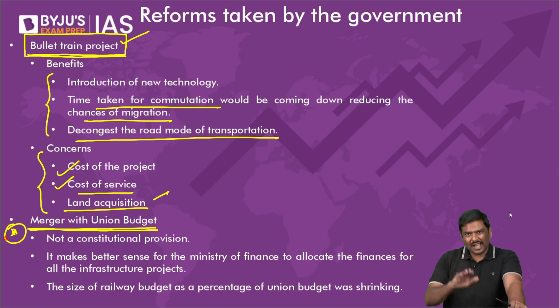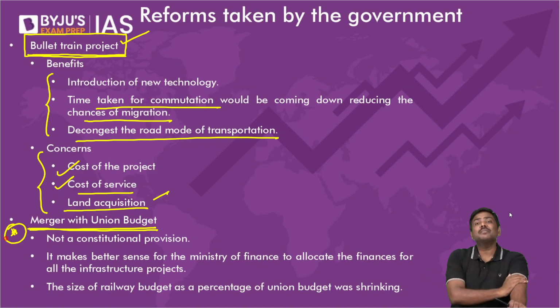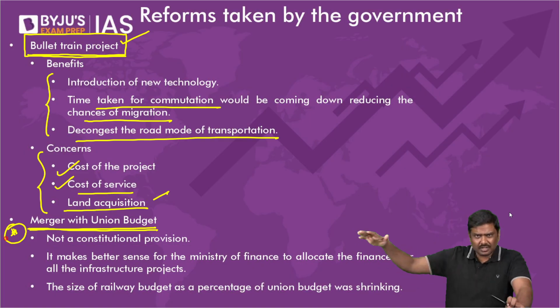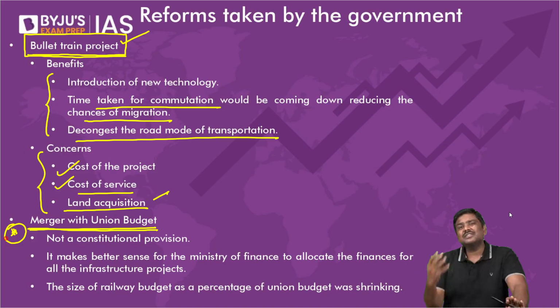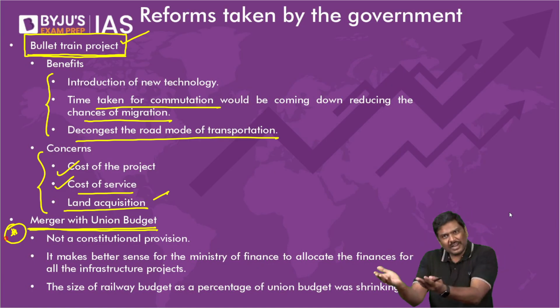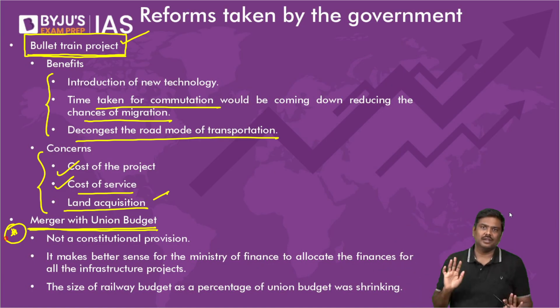And the government argued that there is no need to have a separate railway budget because the finance ministry deals with finances for all the other infrastructure projects. So when one ministry is dealing with all other infrastructure projects, it makes more sense to give railway projects also to be financed under the Ministry of Finance only. So having one ministry is better.